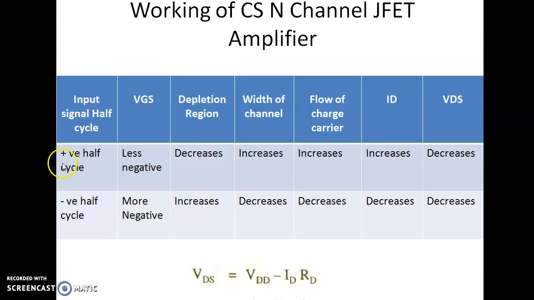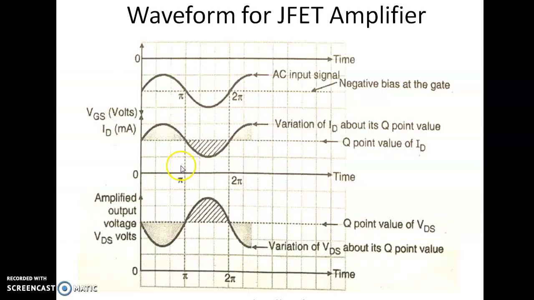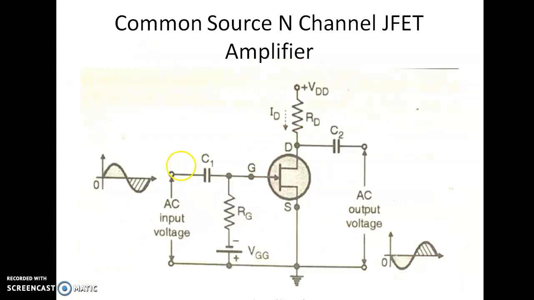So consider the positive half cycle of the input signal. What is happening during the positive half cycle, and what is happening during the negative half cycle? During the positive half cycle of the input signal, the VGS, the gate to source voltage, will be less negative, which means it will be positive.